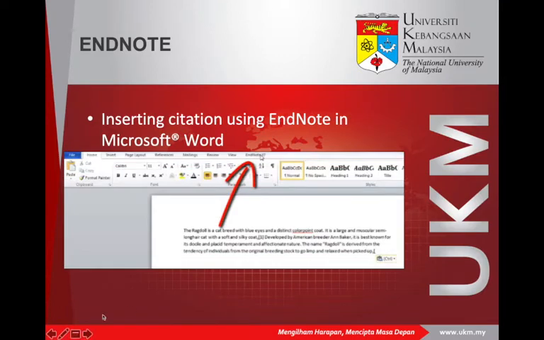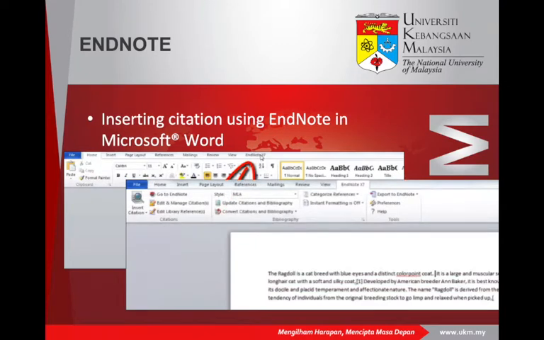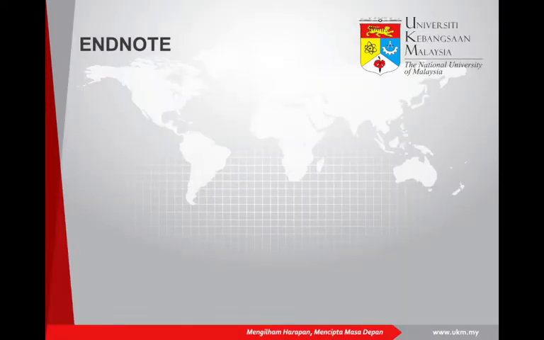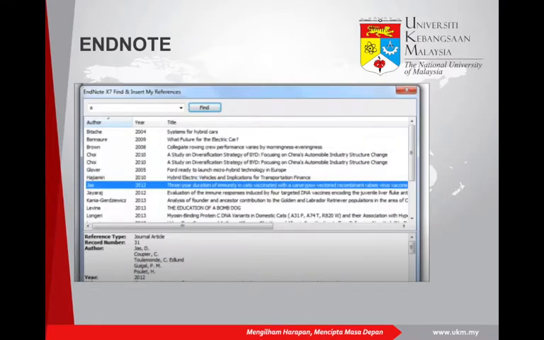If you open your Microsoft Word, there will be a tab called EndNote Text 7. First, you put your cursor where you want to place your in-text citation, for example here. Then you click on Insert Citation. It will open a small window called Find and Insert My References. It will list all the publications that you have saved in your EndNote library.